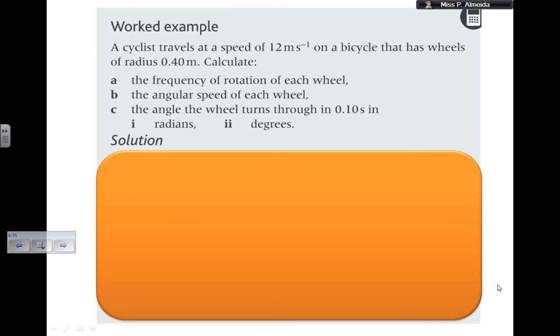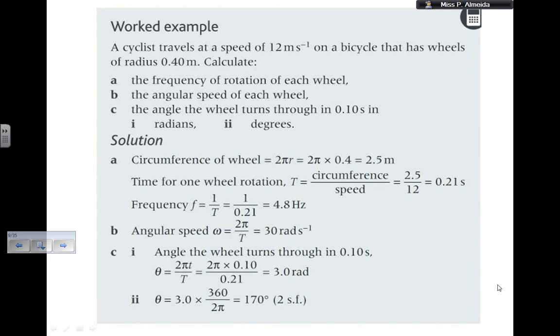Now another worked example, and it's going to be the last one, and the solution will show as well. So they have another cyclist, 12 meters per second, and the radius of the wheels is 0.40 meters. They want to know the frequency of the rotation for the wheels. They want to know the angular speed of each of the wheels. They want to know the angle that the wheel turns in 0.10 seconds, in radians, and in degrees. Again, you can always pause the video, and then the answers are going to show in here, okay?